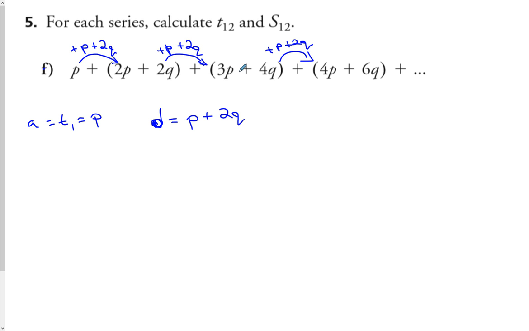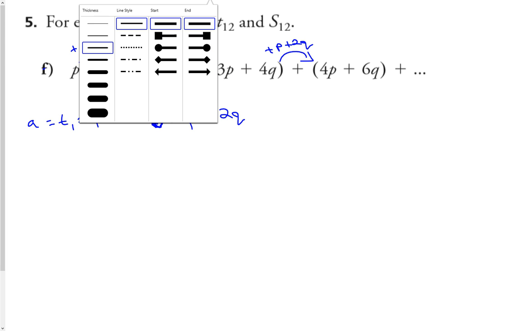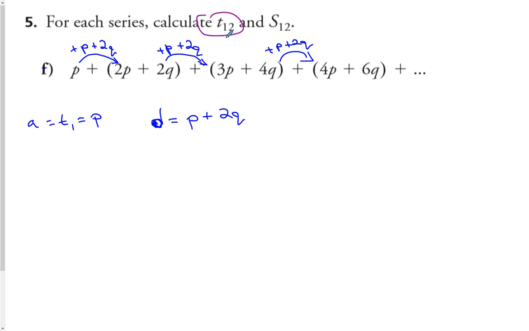Okay, now I do have to find the 12th term, right? That's what it's asking for, the 12th term. So I can't find the 12th term unless I have, well, I guess I could just keep counting these up. I could just keep adding 1p and 2q's all the way up to the 12th term. But that's the brute force method. Let's try using our general term to figure that out. So here we go. We'll say our general term is going to be our first term plus n minus 1 times d. Let's sub those values in that we have for our general term.